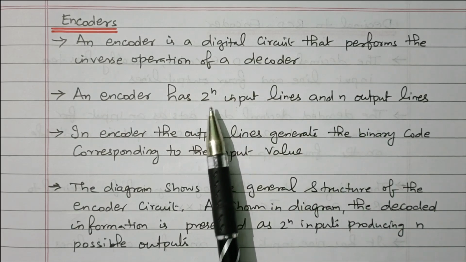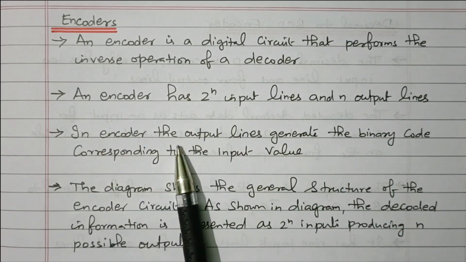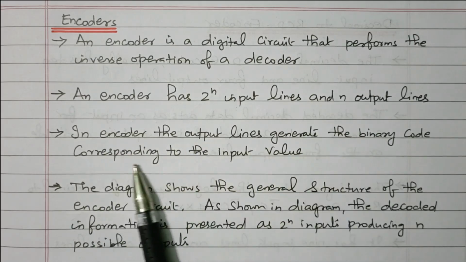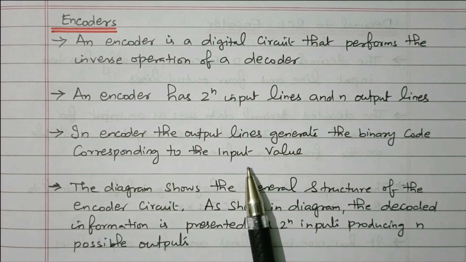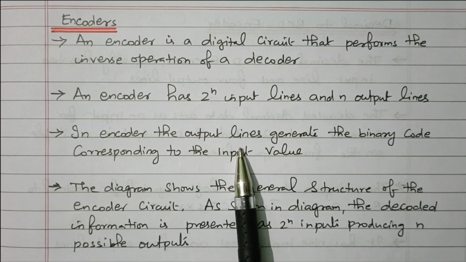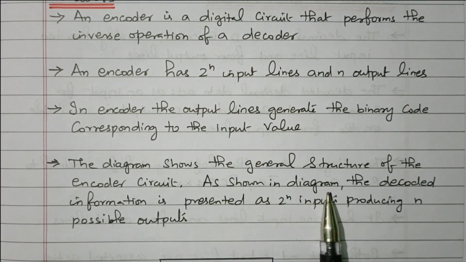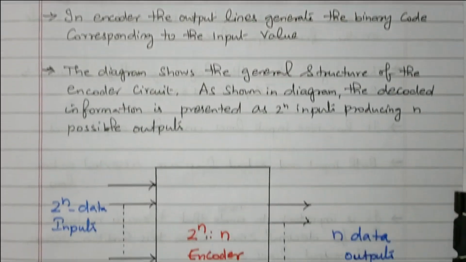Both are inverse. In the encoder, the output lines generate the binary codes corresponding to the input value. Based on the input value, the binary codes are generated as output. The diagram shows the general structure of the encoder circuit. As shown in the diagram, the information is presented as 2 to the power n inputs producing the possible outputs. Now we'll see the block diagram.